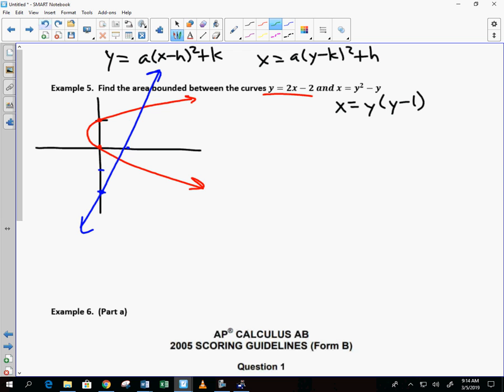So therefore, you can't draw vertical rectangles. Instead, what I do is I draw horizontal rectangles. And wherever you draw the horizontal rectangle, what's on the right side, the line or the parabola? The line. And the parabola is on the left-hand side. So instead of top minus bottom, we do right minus left. Right minus left.